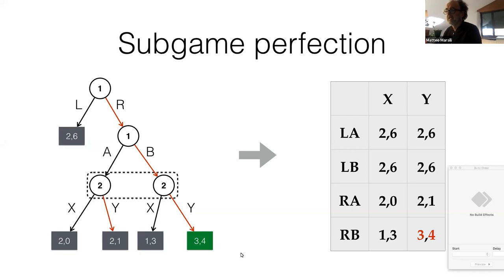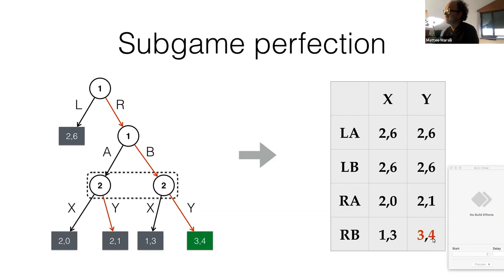So you can solve this game by backward induction and find out that there is a unique Nash equilibrium, which is 3-4. This is the best response of player two, both in this case and in this case. And then the best response of player one in this case is B, et cetera. And now you can represent this as a normal form game, and if you do that, you end up with this table here.